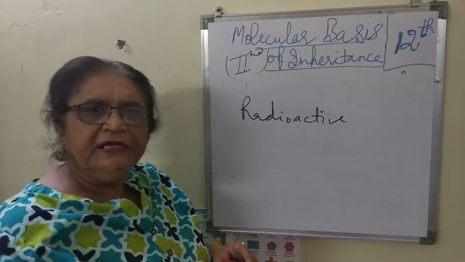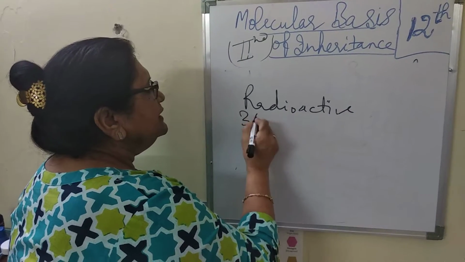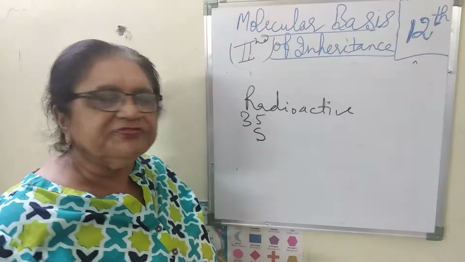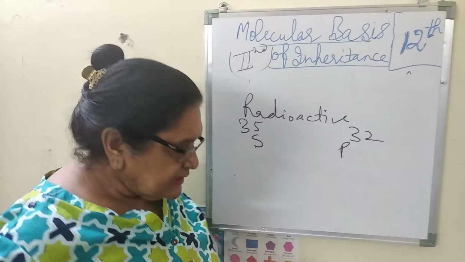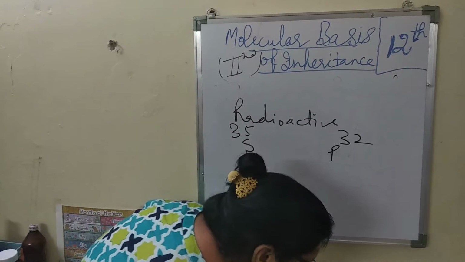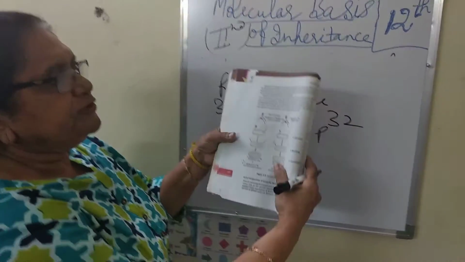So bacteria. Cultures were made: one culture with radioactive sulfur S35, and the second with P32. This is the Hershey and Chase experiment. This is again important according to NCERT.